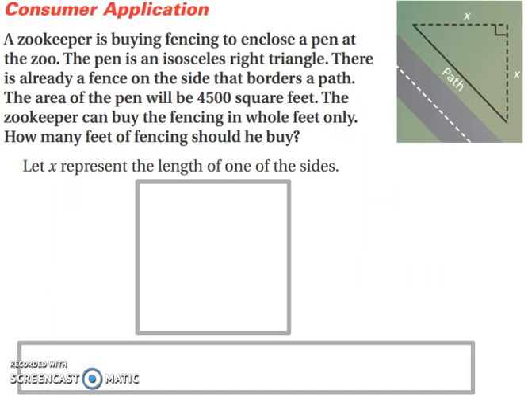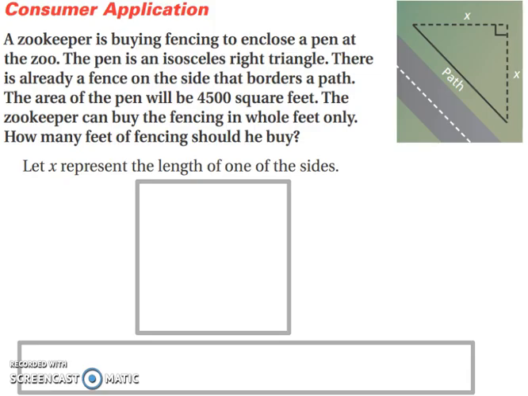Now let's try a consumer application. A zookeeper is buying fencing to enclose a pen at the zoo. The pen is an isosceles right triangle. There is already a fence on the side that borders the path. The area of the pen will be 4,500 square feet. The zookeeper can buy the fencing in whole feet only. How many feet of fencing should he buy?